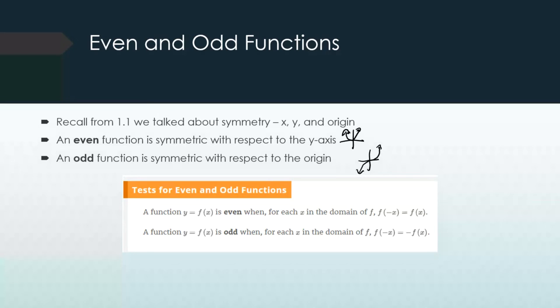And if there's no word for symmetry across the x-axis, that's not even or odd, it just doesn't have a term. And so the tests for even and odd functions are the same as the tests for the x-axis symmetry and for the origin symmetry. So you're using the same tests as before. We're just applying a new language to it in terms of the function itself and not just an equation.